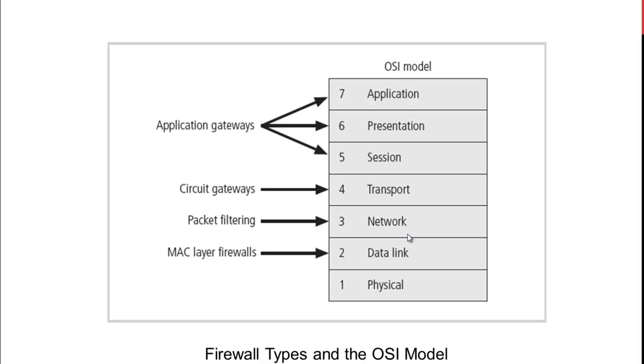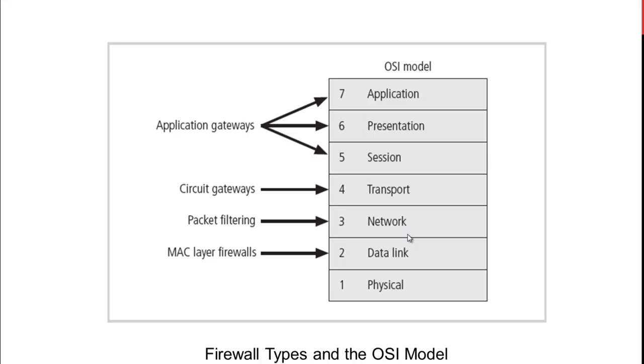Firewall types and OSI models. I had mentioned each firewall type and what level they operated at in the OSI model. 7 layers to the OSI model, application being the one closest to the user, presentation, session, transport, network, data link, and physical as we work our way down the stack.